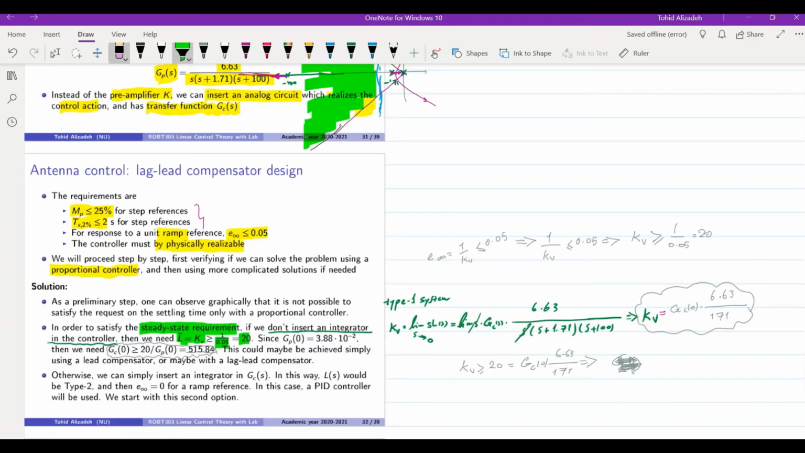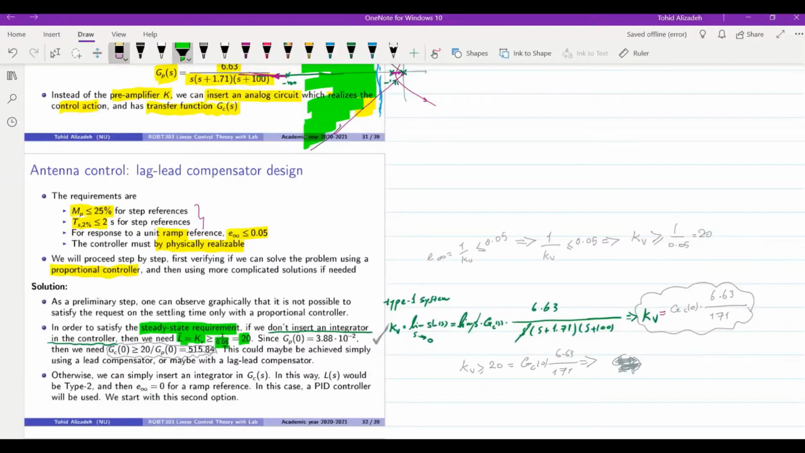This could be obtained or achieved using a lead compensator or maybe using a lag lead compensator. Eventually, it could be also obtained using a proportional controller, but if we use that value for the proportional controller, our system might become already unstable. And on the other hand, the transient requirements will not be also satisfied. So that's one approach. Without increasing the type of the system, we can use a controller with the DC gain which is bigger than 515.84, and then we satisfy the steady state requirement.